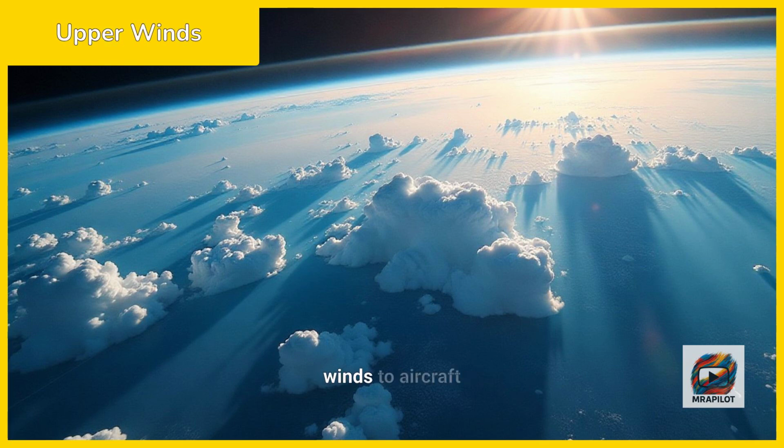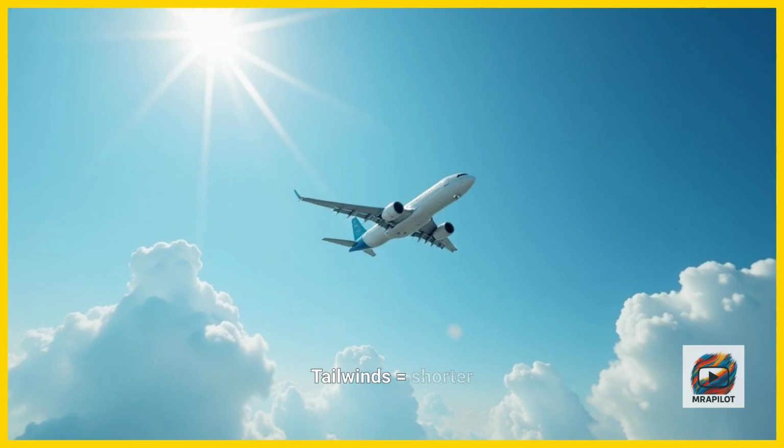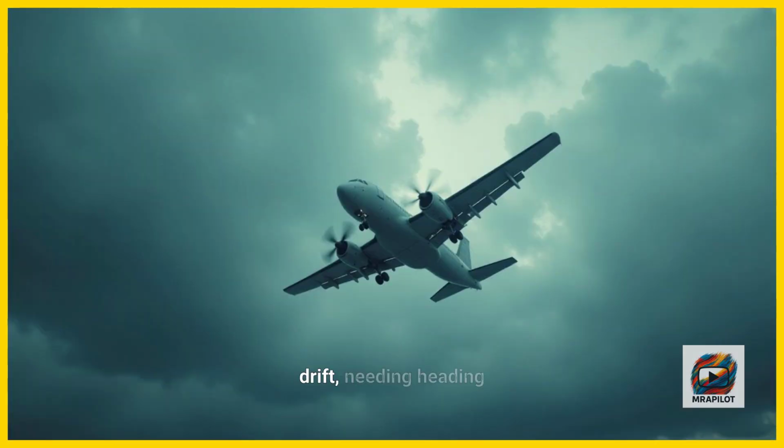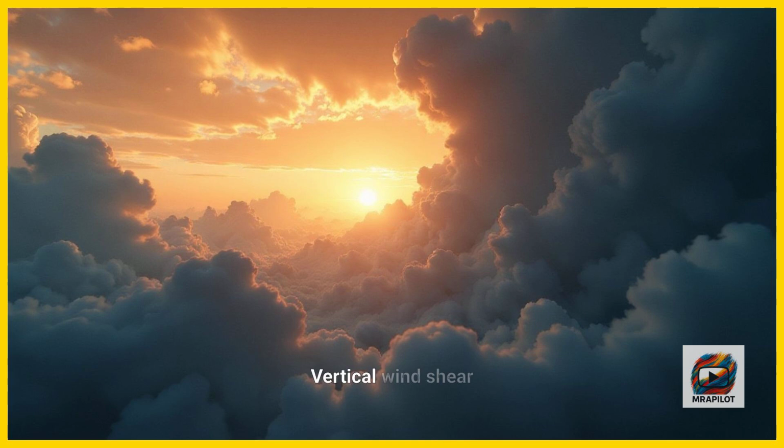Now, let's link upper winds to aircraft performance. Headwinds equals longer flight time, more fuel. Tailwinds equals shorter time, less fuel. Crosswinds equals drift, needing heading correction. Vertical wind shear equals possible turbulence or speed changes. Performance planning must factor all of these in. FMS units today automatically adjust for wind data in cruise, descent, and approach phases. But pilots must still verify, especially when forecasts change en route.